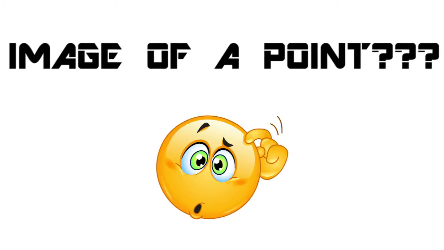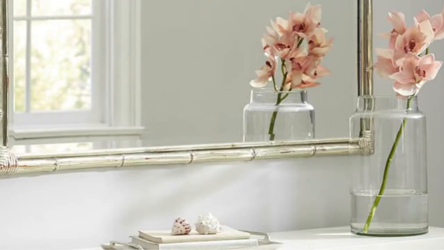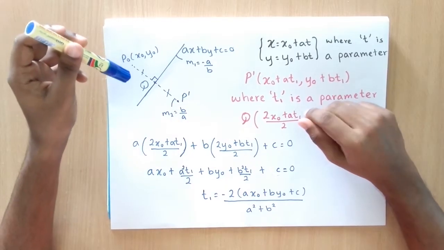So what do you mean by the image of a point with respect to a straight line? This means that the point we know and the image required have the same perpendicular distance from the straight line and lie on opposite sides of the straight line. Also, the 2 points lie on a common straight line, or else you could imagine the straight line as a mirror and the 2 points as object and image respectively. Now let's get started with this proof.